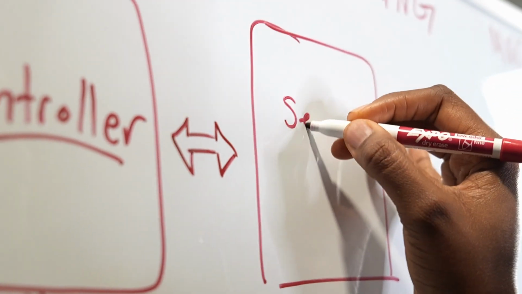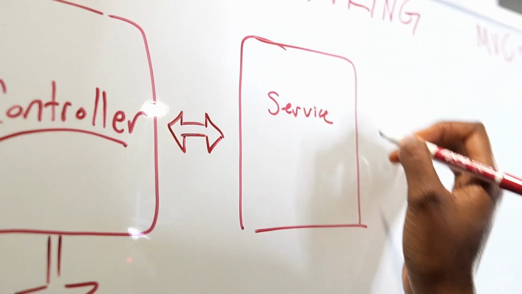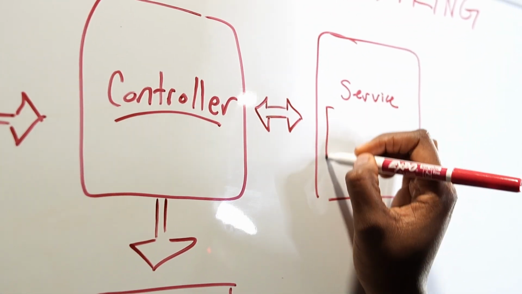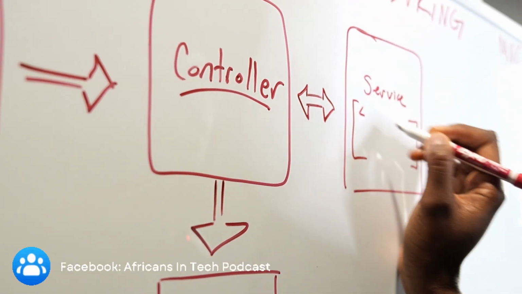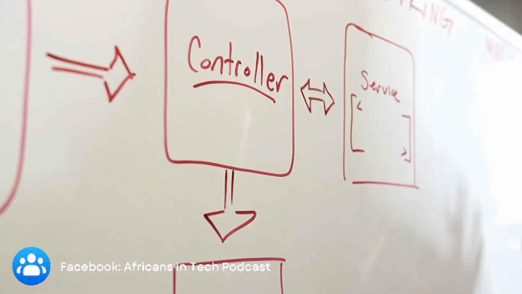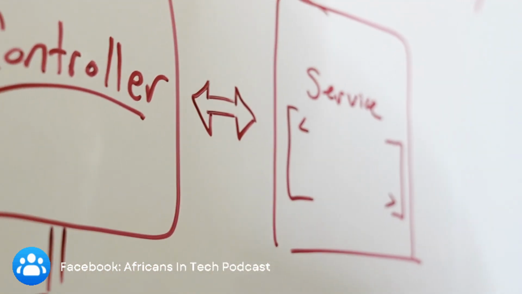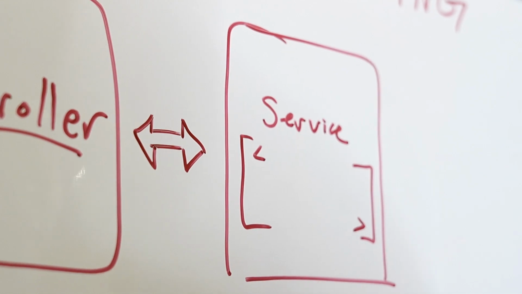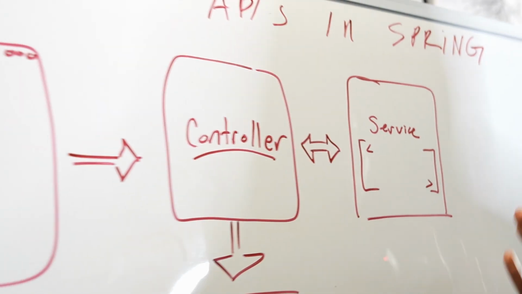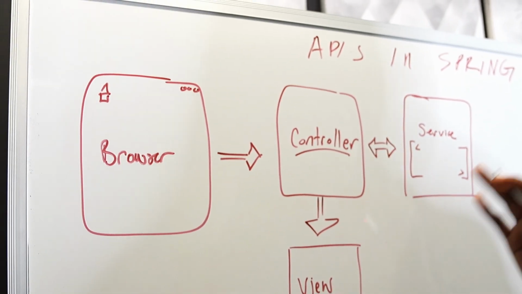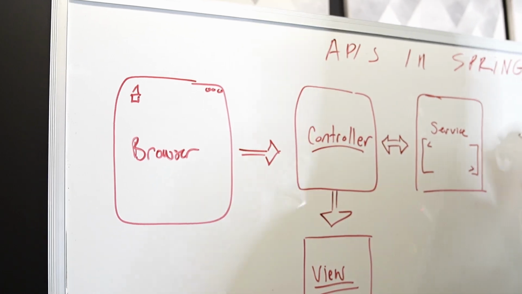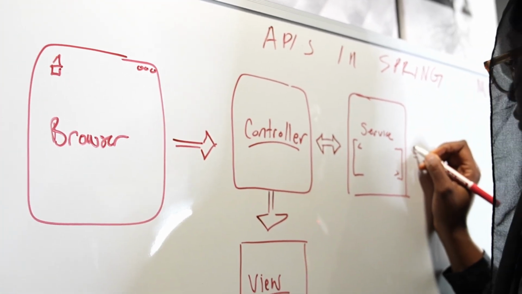So the service layer is where all the juicy code lies. This is where you have the definitions, the methods, and the actual implementation of the methods of the code that you're writing. And then we have the repo, or the DAO layer.